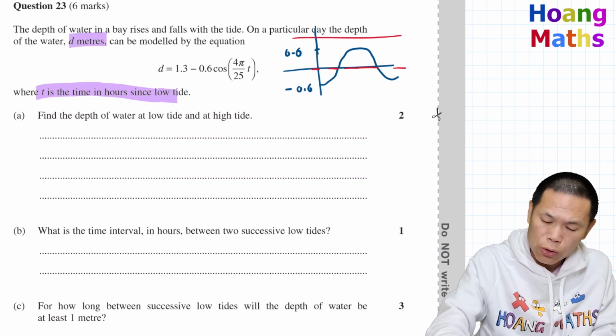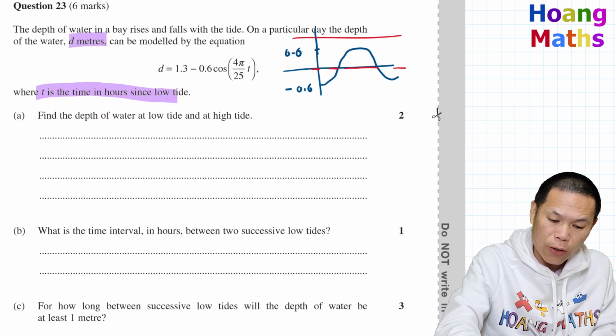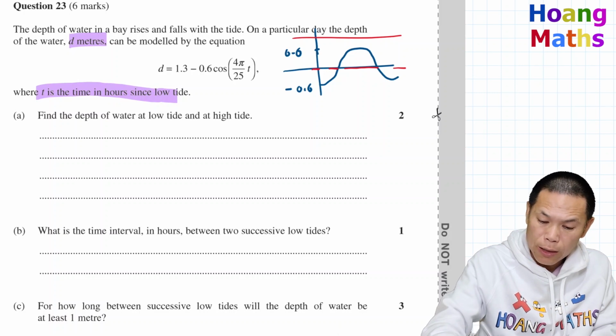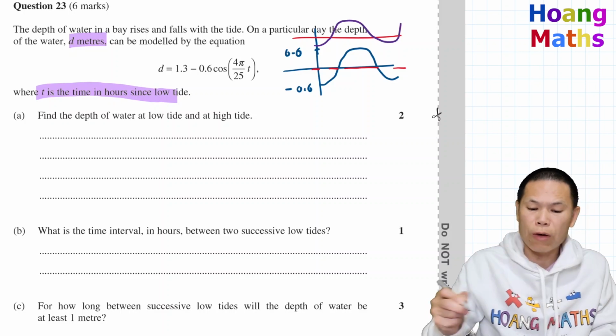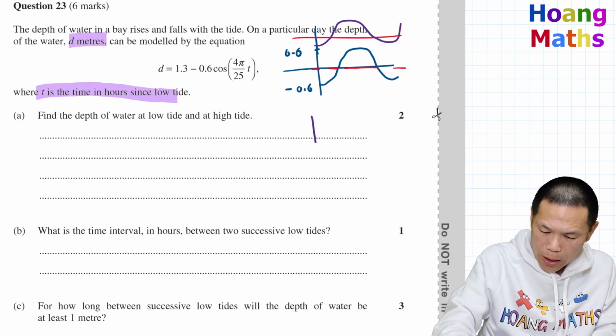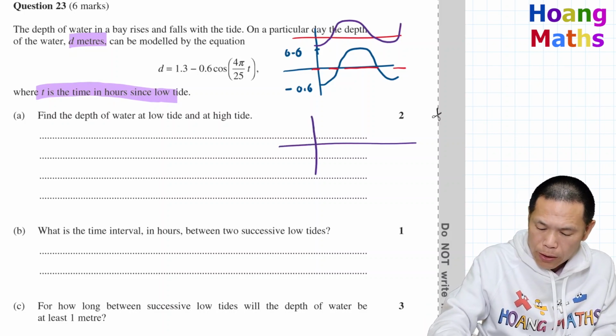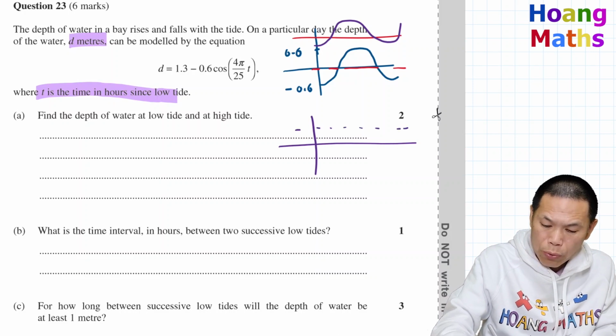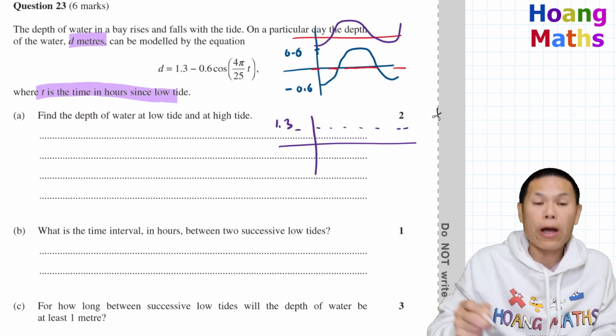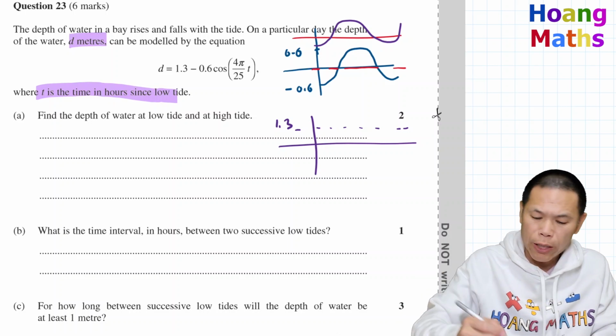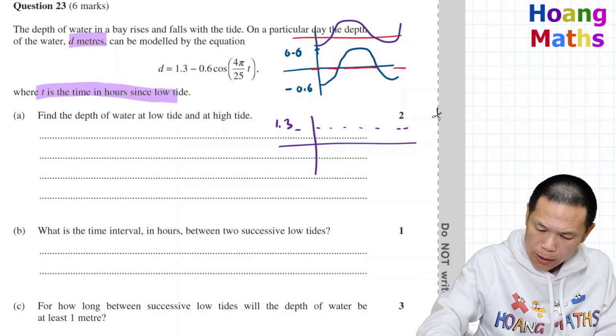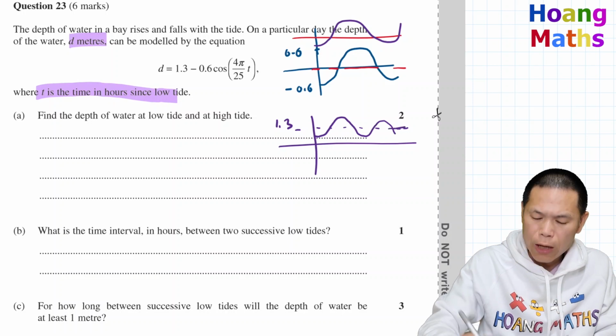Let me quickly draw a graph that represents this. At 1.3 it's like that somewhere, just roughly. Let me redo this here. This is 1.3. You don't have to sketch it, but I just want to explain it to you. So the graph goes like this. There you go.